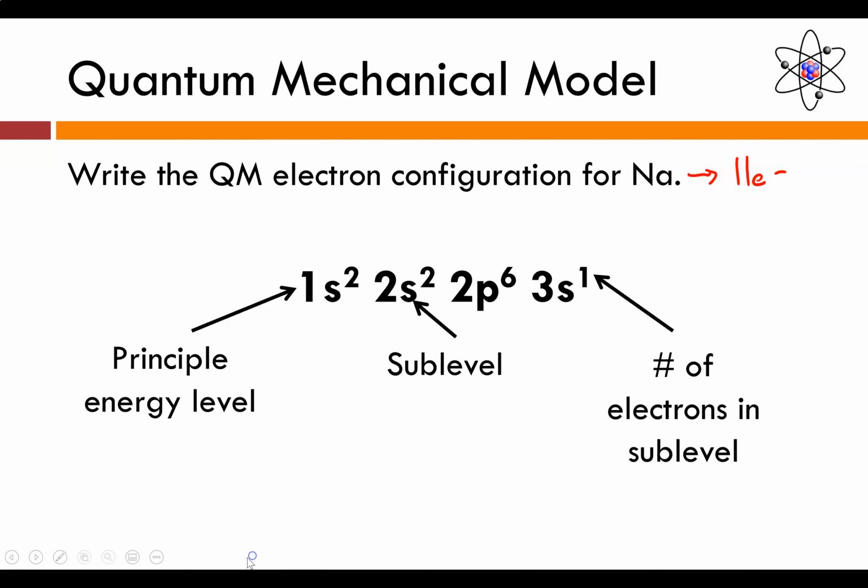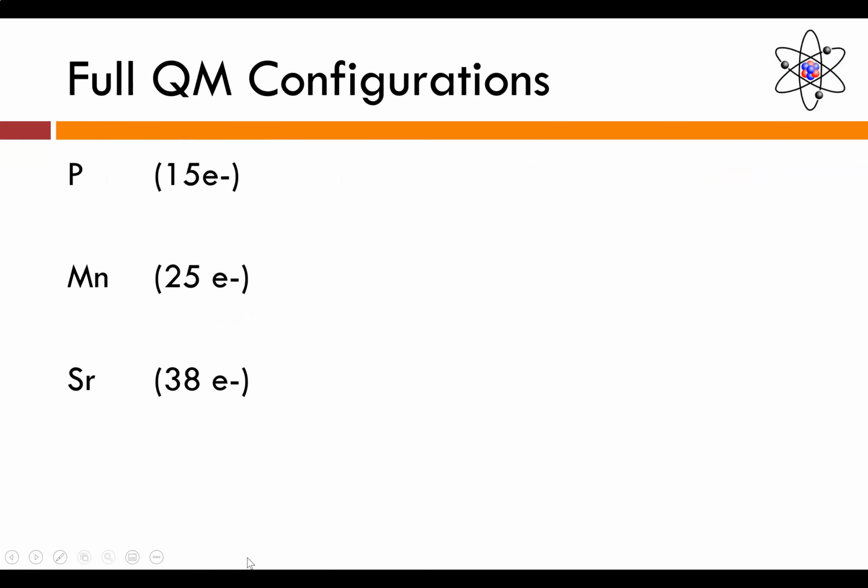Let's look at a couple of practice problems. In your notes, you are asked to write the full quantum mechanical electron configuration for phosphorus, manganese, and strontium. So I would suggest pausing the video and trying these out. To save you a little bit of time, I've told you how many electrons are present in each.